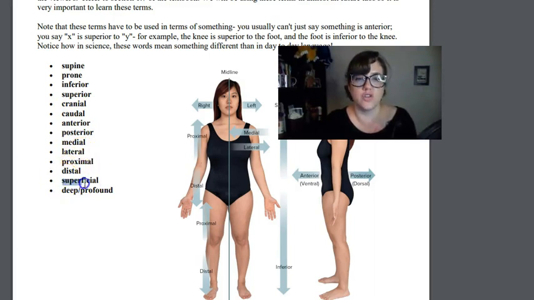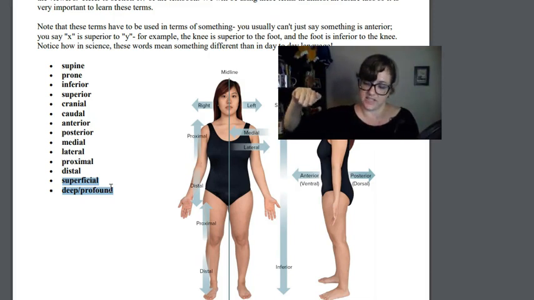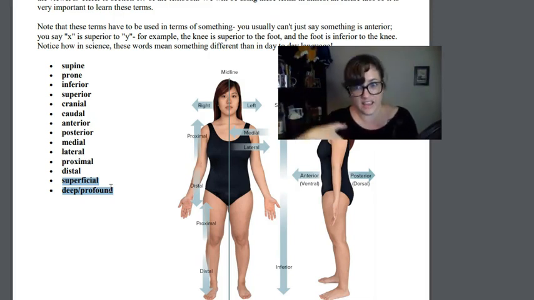Superficial versus deep. If you have a superficial wound, that means it's in the skin. It's very near the surface. If you have a deep wound, that means it's deep in the body. It's way in there, okay? It's like diving into a deep pool. To be deep is to be far towards the bottom.